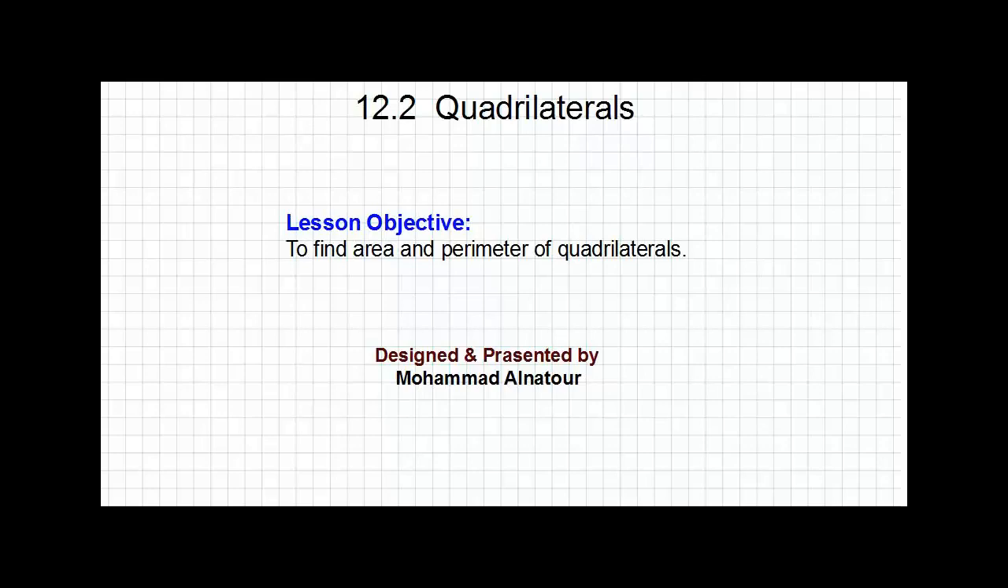Welcome back with a new lesson, 12.2, Quadrilaterals. Our lesson objective here is to find the area and the perimeter of quadrilaterals.